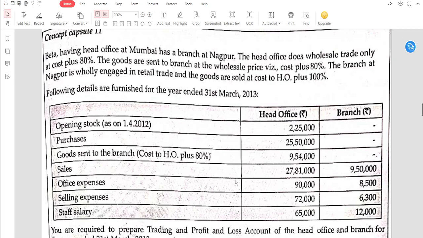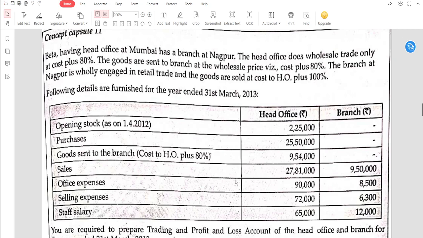Beta having head office at Mumbai has a branch at Nagpur, okay? The head office does wholesale trade only at cost plus 80%. Fine. The goods are sent to branch at the wholesale price which is cost plus 80%. ठीक है, कोई डाउट नहीं सर इसमें। अच्छा, ये तो जो क्वेश्चन है ना, ये होलसेल ब्रांच का क्वेश्चन है। The branch at Nagpur is wholly engaged in retail trade and the goods are sold at cost to HO plus 100%.